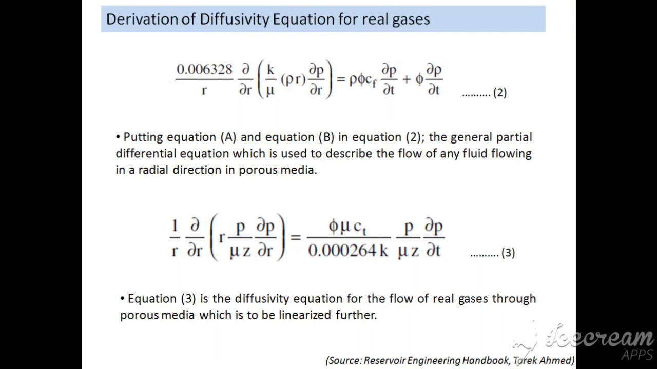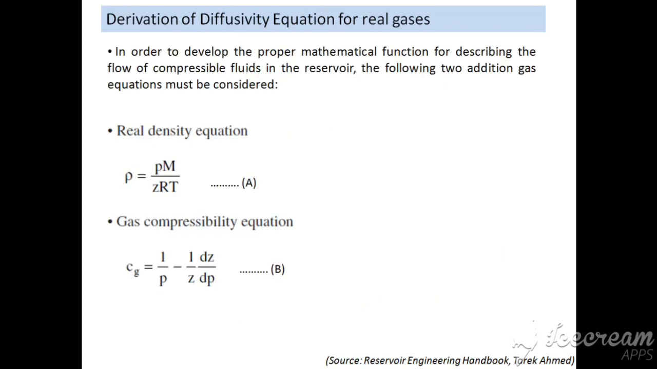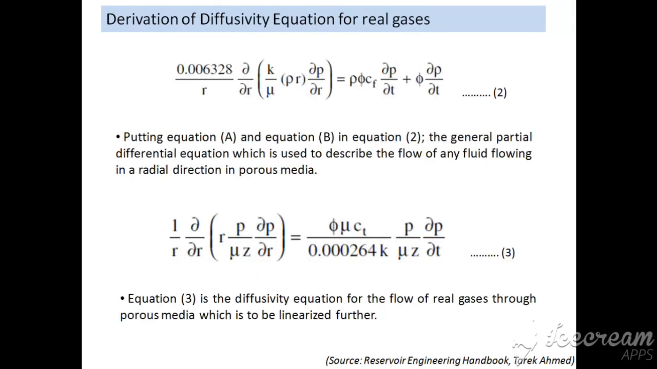We know the final differential equation for the flow of any fluid in porous media, so we will just incorporate these two equations in that differential equation for the liquid, and at the end we will arrive at this diffusivity equation number 3. You can see that there are viscosity and compressibility factor terms as well. This is not the final equation for real gases; this is the non-linear form of the equation.